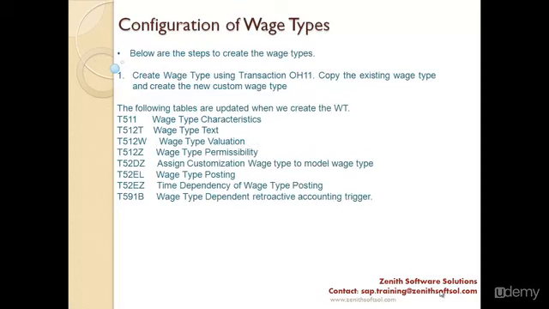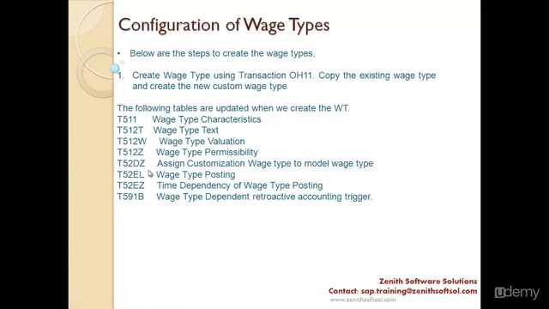Now, this topic, the third one, is configuration of wage types. So you know what is wage type. Now, do you have a requirement to create a custom wage type? Below are the steps to create the wage type. You can create the wage type using the transaction code OH11, and I will also show you how to navigate through the navigation path. When you copy a model wage type and create a custom wage type, all these tables will be updated. What do you mean?